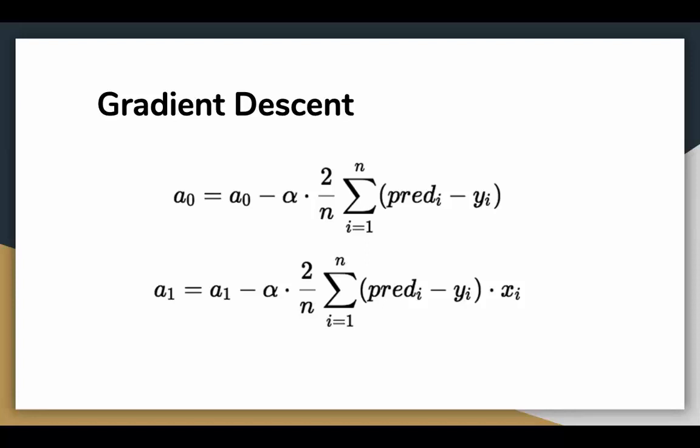The partial derivatives are the gradients and they are used to update the values of a0 and a1. Alpha is the learning rate here, which is a hyperparameter that you must specify.